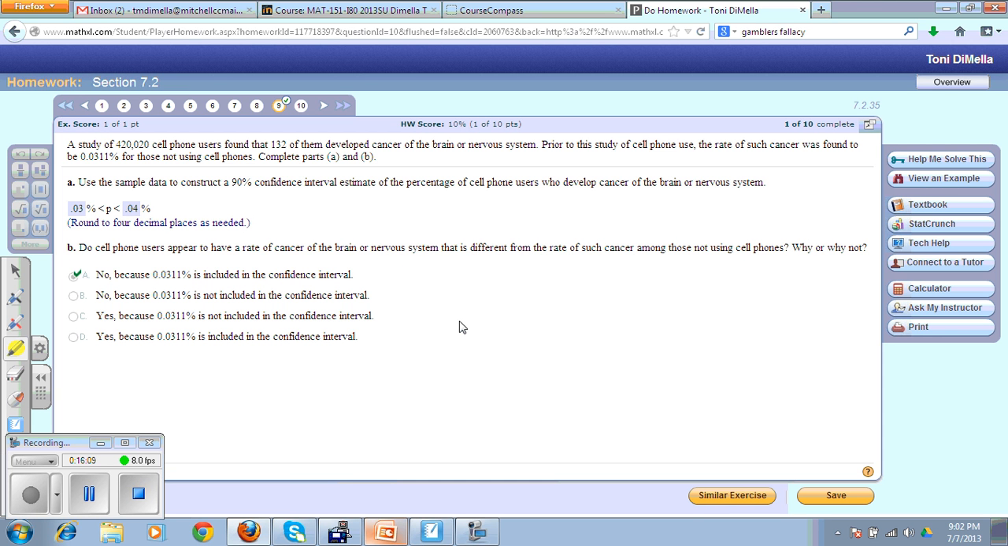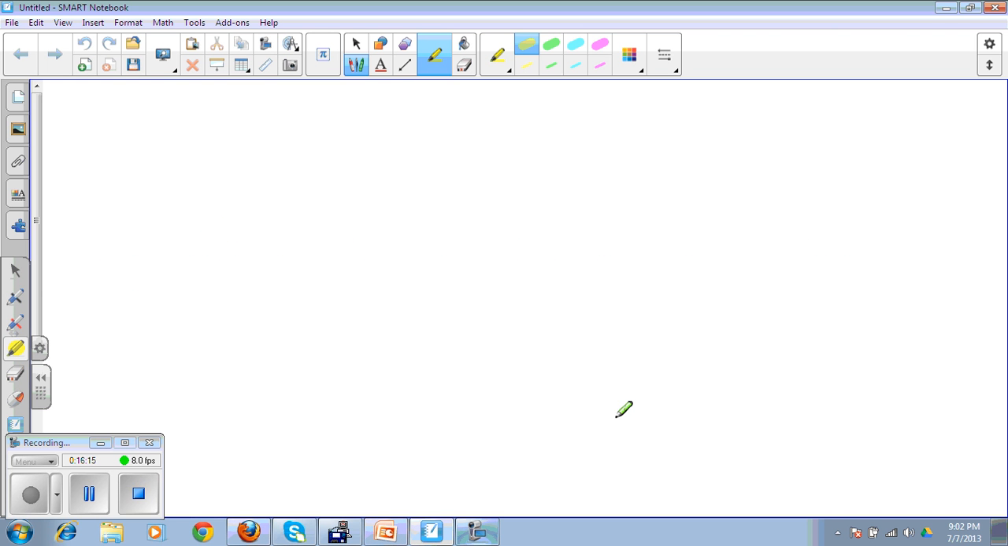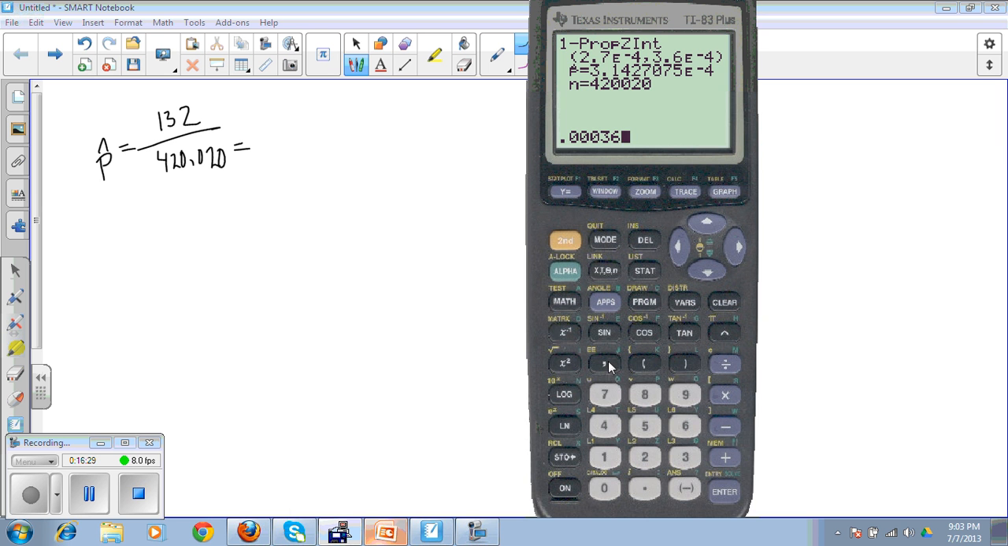And that's all they want to know. Now, if I was going to do this one by hand, it becomes a little bit more of a pain, and I'll show you why, just real quick. What you would be looking for as your p-hat is not the 132, but the 132 divided by this. And so you would have to find out what that number is.